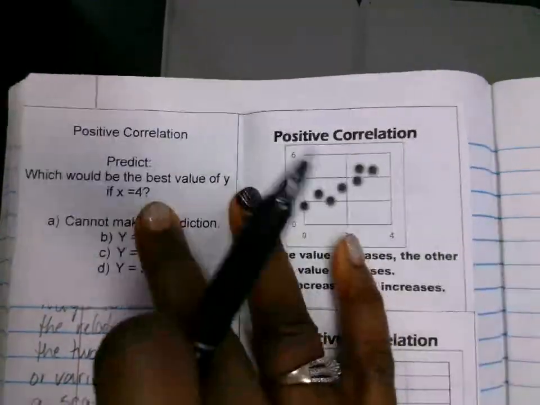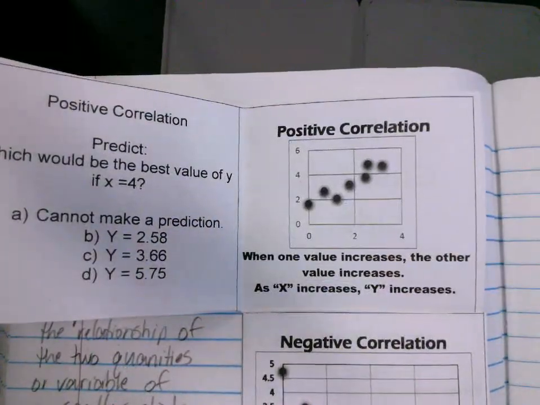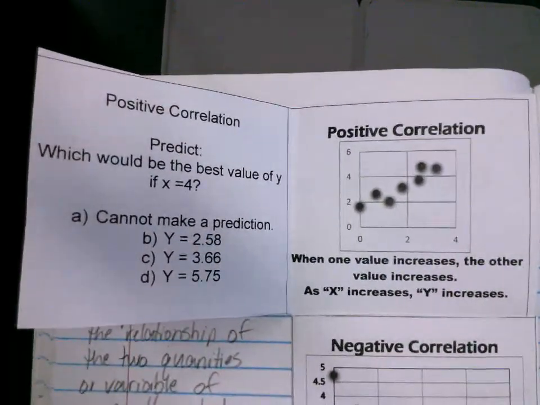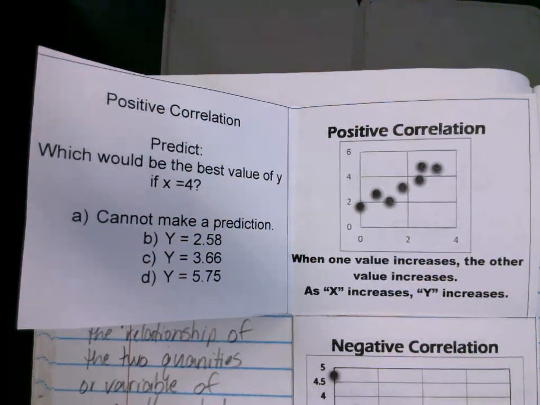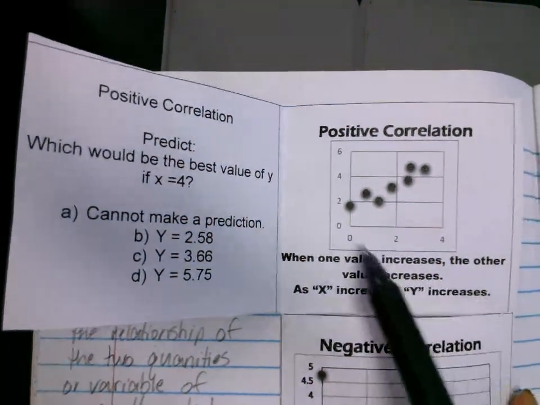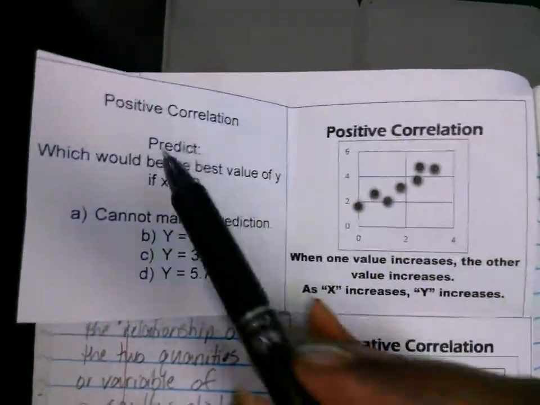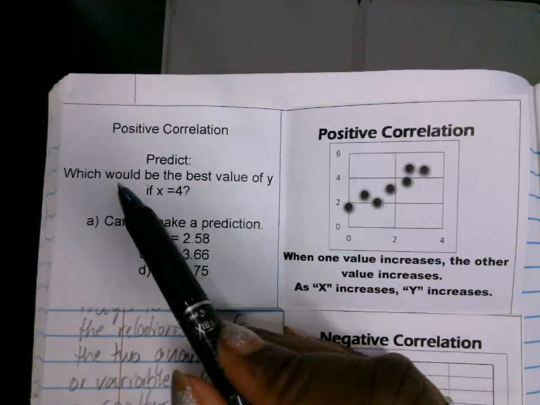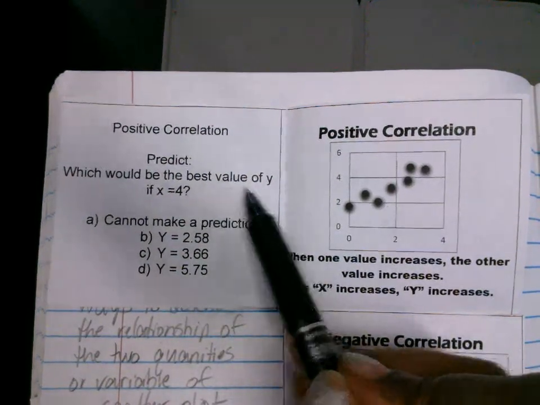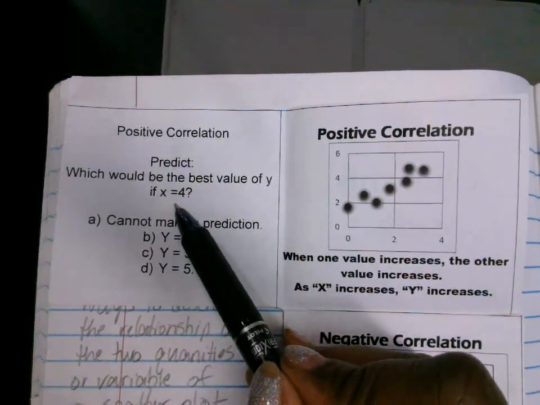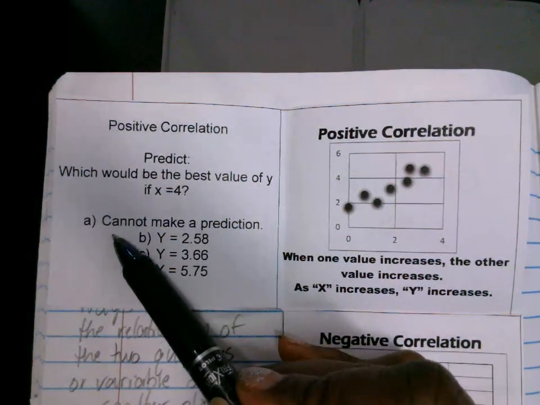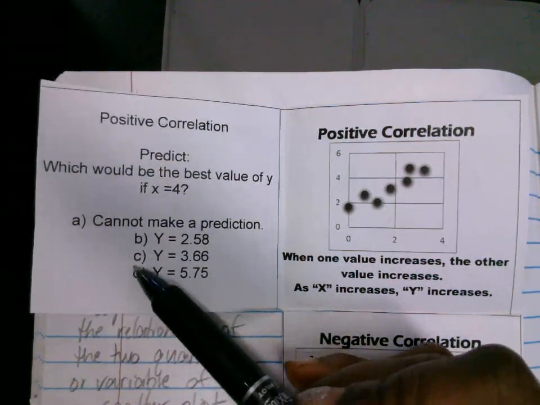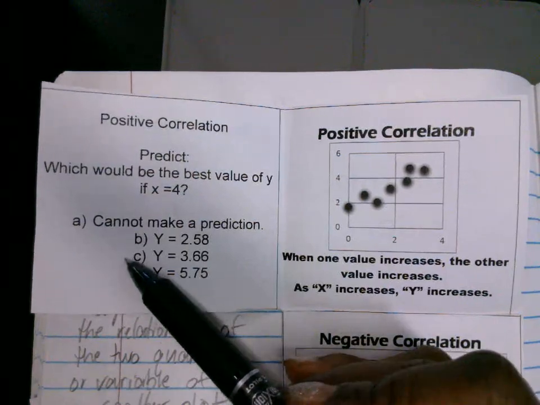So now I'm going to ask you a couple questions. Y'all ready? Open a little tab that says positive correlation. We're going to make a prediction looking at the positive correlation. A positive correlation, again, as X increases, Y increases. Predict which would be the best value of Y if X is equal to 4? You circle what you think first, and then we'll talk about it.